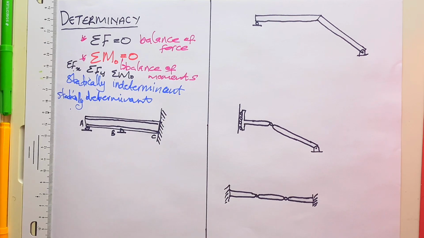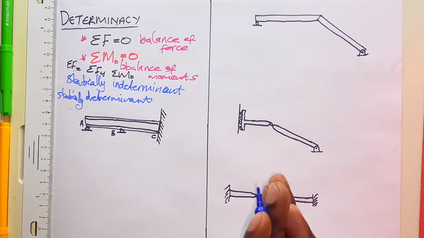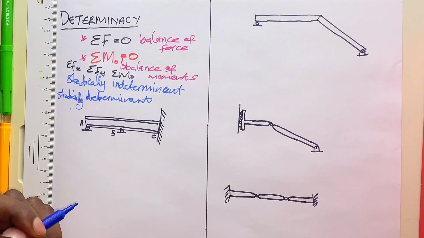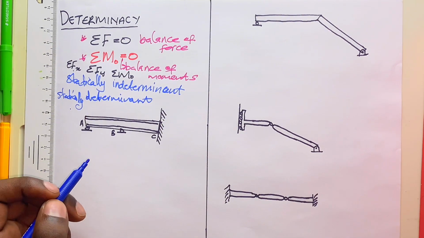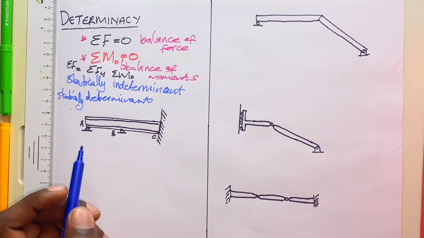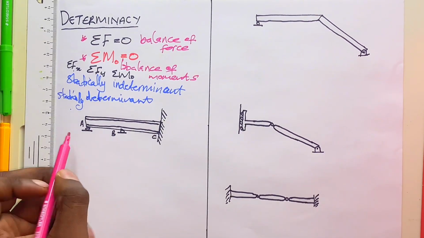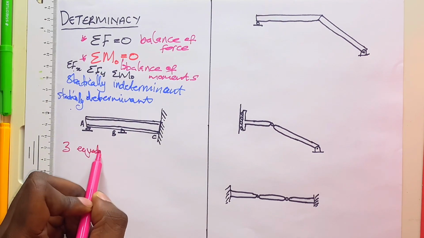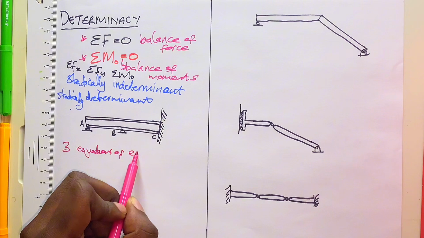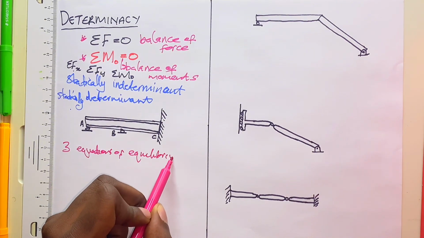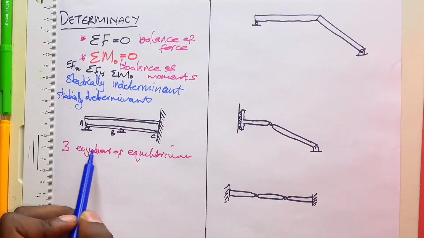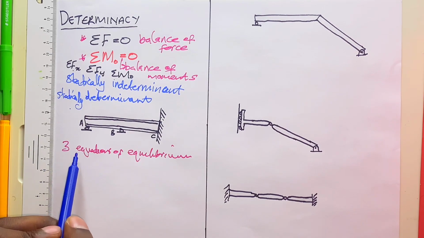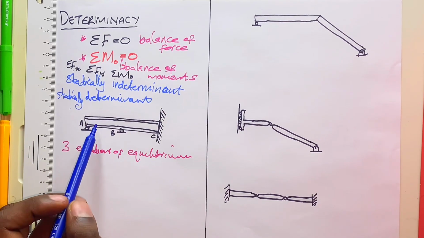So one way that you can do this is by drawing a free body diagram, counting all the forces, and then counting all the equations that you have, and then determining whether you have enough equations for your unknown forces. For coplanar forces, you usually have 3 equations of equilibrium. With the 3 equations of equilibrium, you are going to assign them to each member, each part that you have in your element.